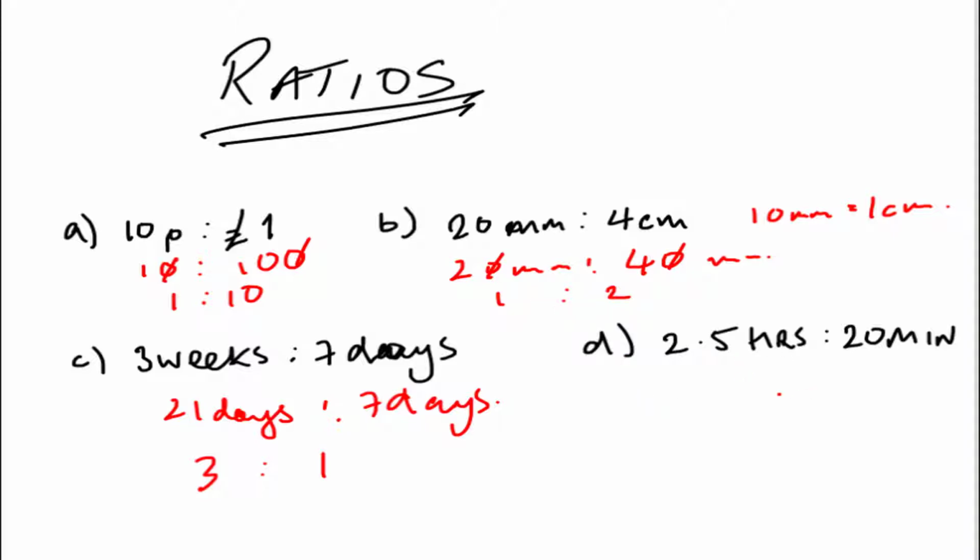And finally, question D, 2.5 hours to 20 minutes. Again, let's convert the hours into minutes. So how many minutes are there in an hour? 60 minutes in 1 hour times 2, 120 plus another 30 minutes. That should be 150 minutes to 20. Let's take the zeros out. So the ratio in its simplest form is 15 to 2.